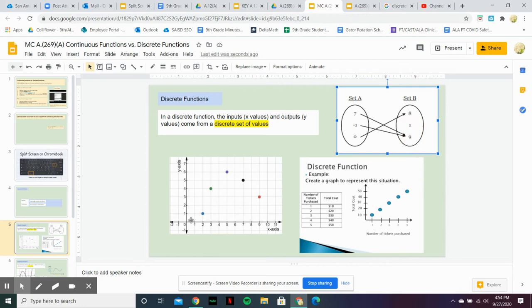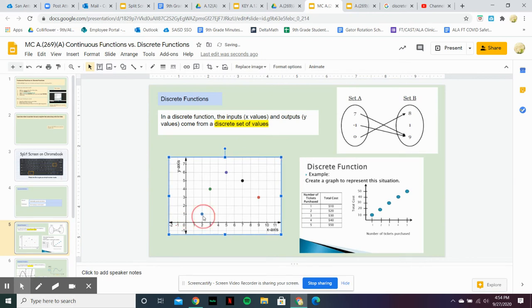And so when we graph discrete functions, it looks like points on a graph. So we have an input of 2 and an output of 1. So we get a point right here. Let's see over here, we have an input 9. We get the output 3. So we have a point here. So we have all of these individual points. Here's another example you can take a look at.